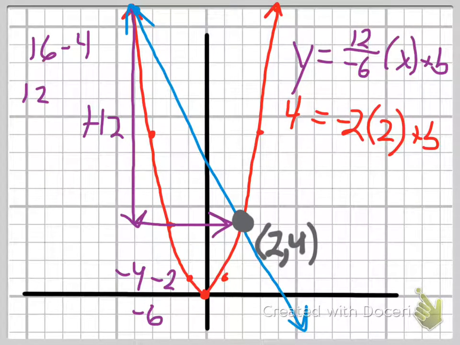And I solve for the y-intercept. So 4 equals -4 plus b, and b equals positive 8. So the equation of this line is then y equals -2x plus 8. That is the equation of the line.